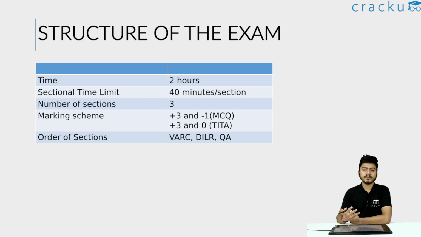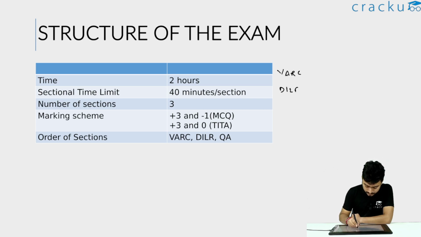There are 3 sections in this paper, and for each section, we get 40 minutes. So there are 3 well-defined sections in this paper and they do not vary across the years. The 3 sections are VARC, DILR and QA. And this is also the order of the sections. The first section will be VARC, followed by DILR, followed by QA. I'll go into these sections further in the next few minutes.